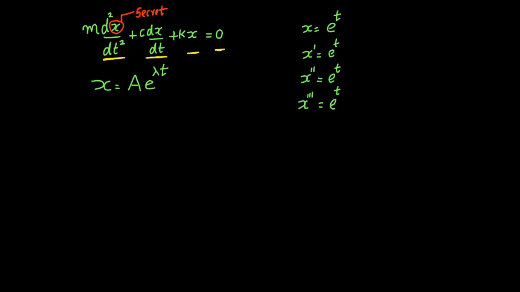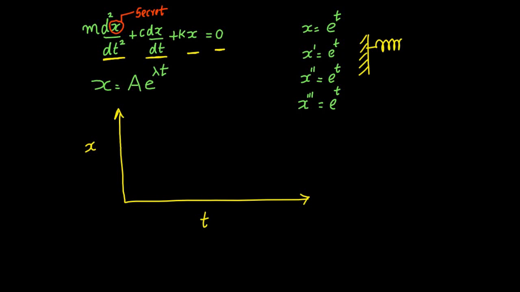But I also have to give you other explanations. That is, this e power lambda t is going to capture all possible types of solution. Let us see what the various types of solutions are. Suppose you are plotting x along the y-axis and time along the x-axis. Remember what x is: it is the displacement of the mass at any instant of time. So here is our system. You have a spring mass damper system. This is our spring, this is our damper, and you have a mass.